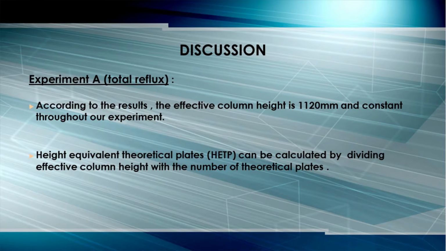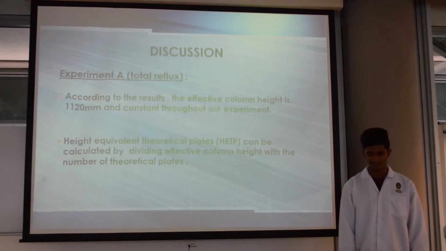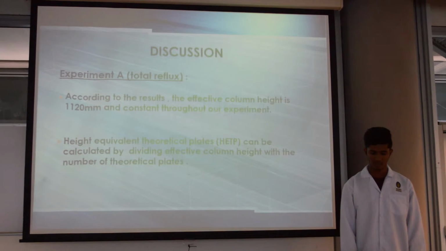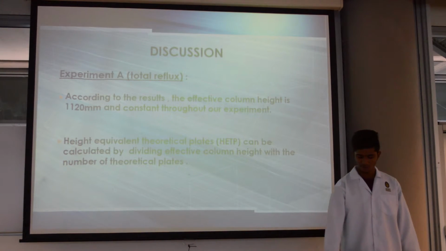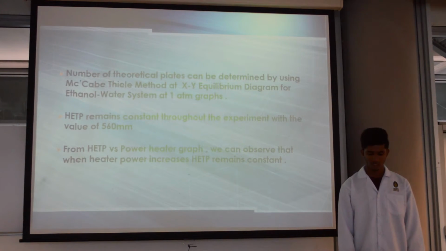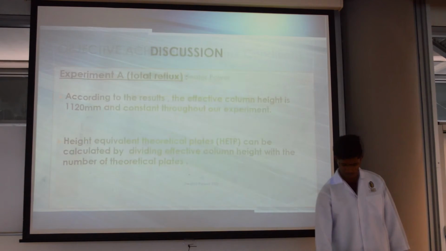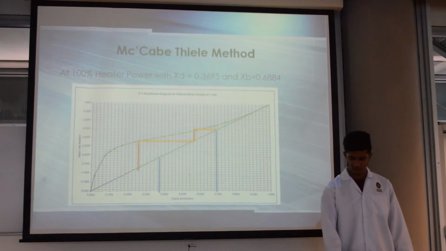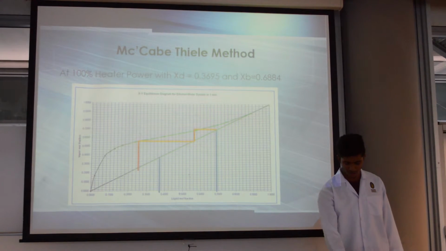According to the results, the effective column height of this experiment is 1120 millimeters throughout the experiment. Height equivalent to a theoretical plate, which is HETP, can be calculated by dividing the effective column height by the number of theoretical plates. The number of theoretical plates can be determined by using the McCabe-Thiele method on the XY equilibrium diagram for the ethanol-water system at 1 atm. This is the graph which can be used for the McCabe-Thiele method, and here it shows how we can get the theoretical stages.